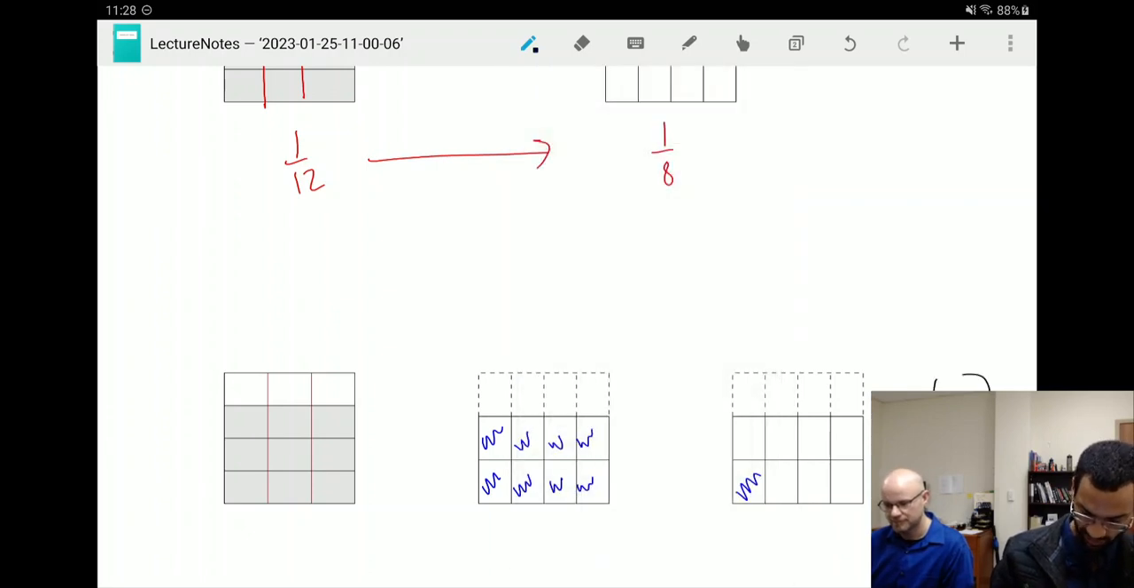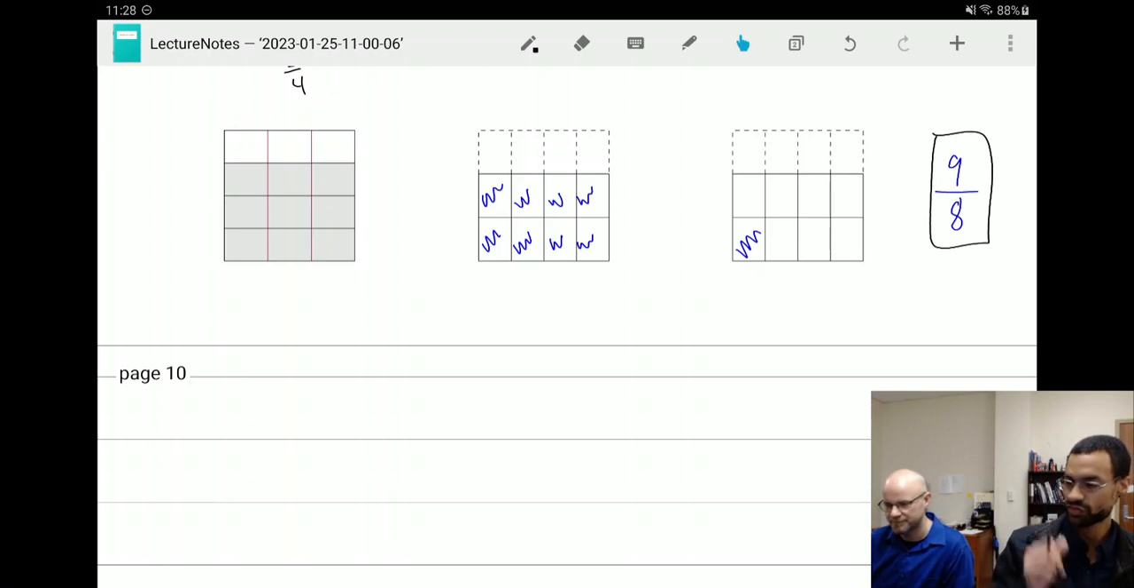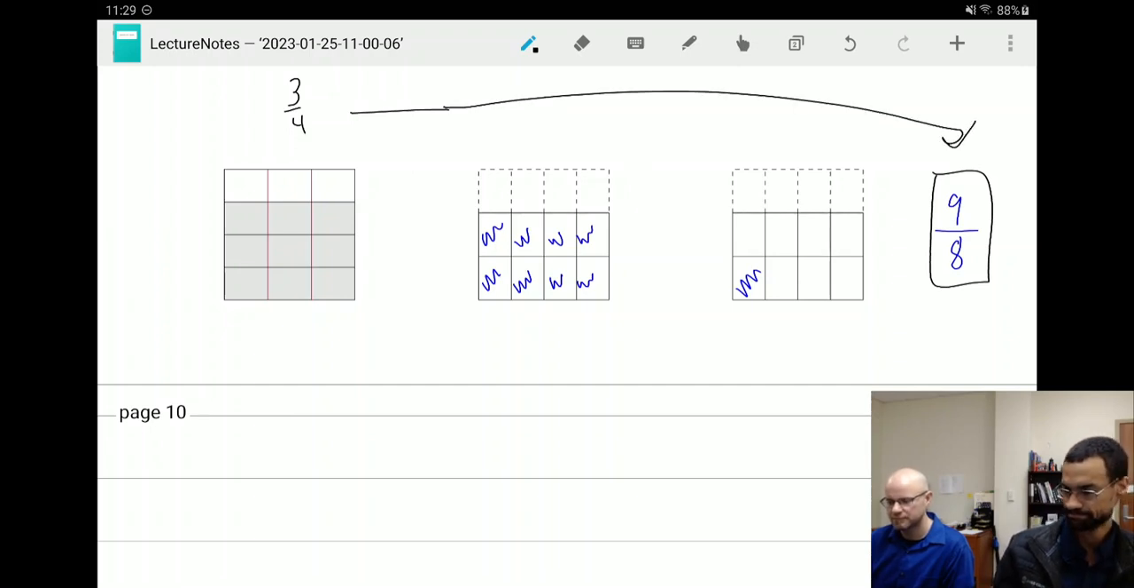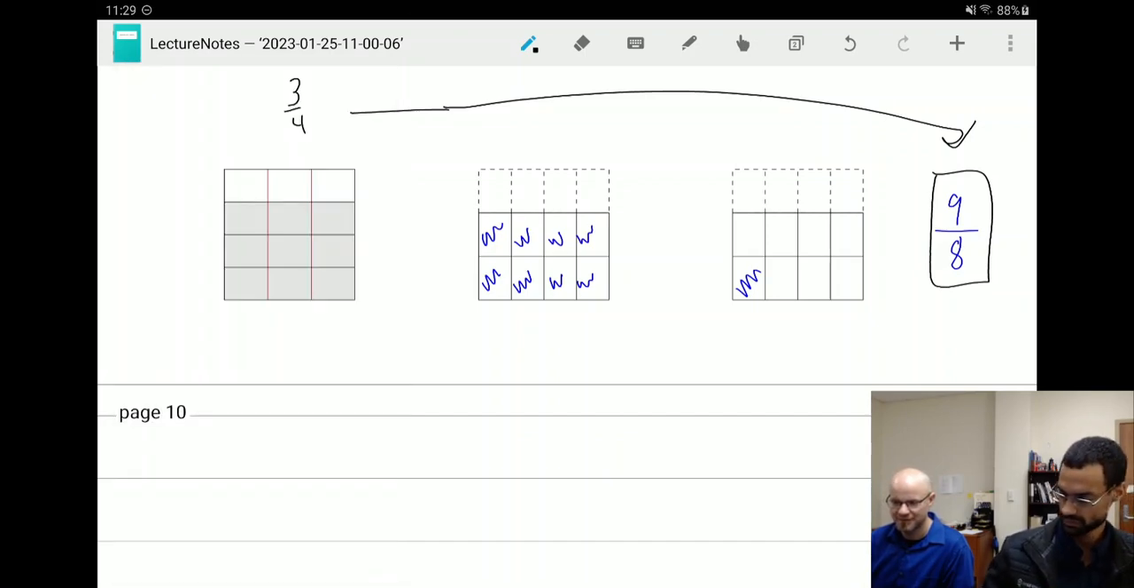So that 3/4, oh, scroll up. Can't see it. Let's do it like this. There we go. That 3/4 is now 9/8 in the new buckets. Okay, and I think that's that. Done. Boom. Yay, numbers.